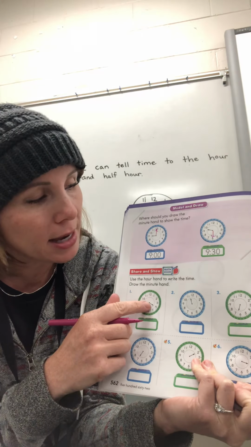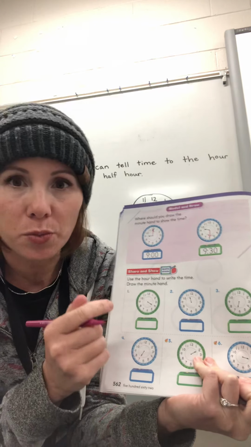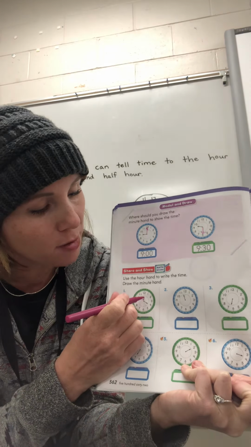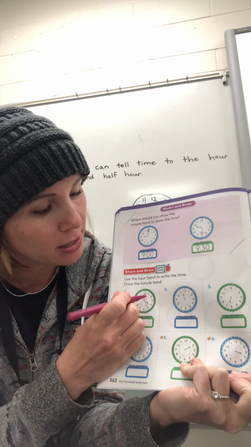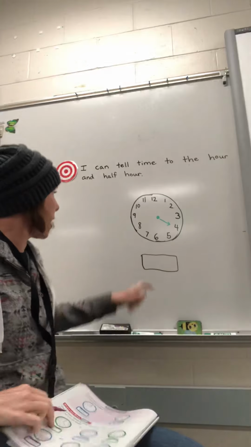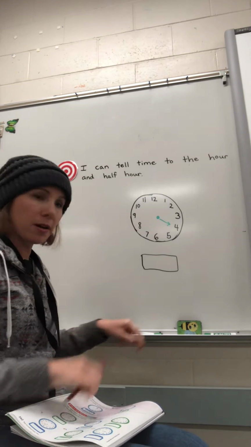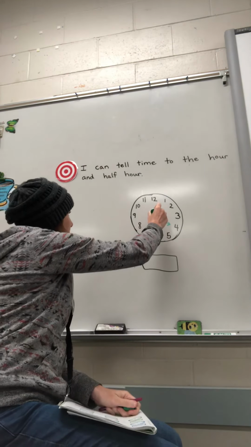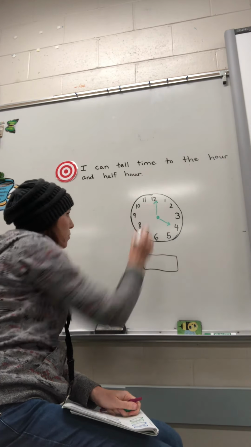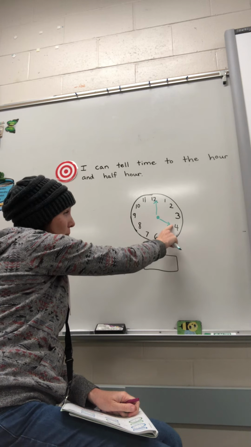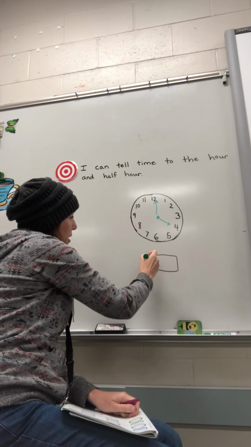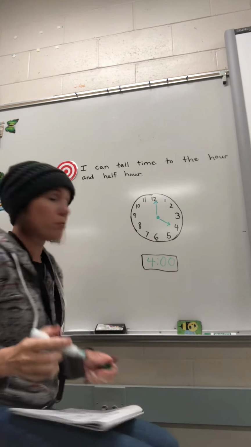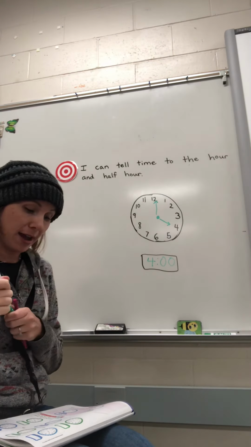So on number 1, I see that the hour hand is right on the 4. So it's right on the 4, it's right at the start of the hour, so the minute hand is going to point to the 12. So I drew it on my big clock here on the board. I've got my hour hand right on the 4. So my minute hand is going to be up here at the 12 because it's right at the start of the hour. That hour hand has not started to move yet. And it would look like this, 4:00, because it's right at the start of the 4 o'clock hour.